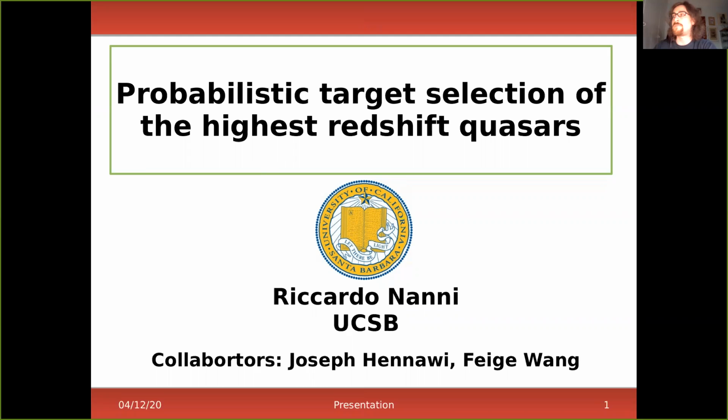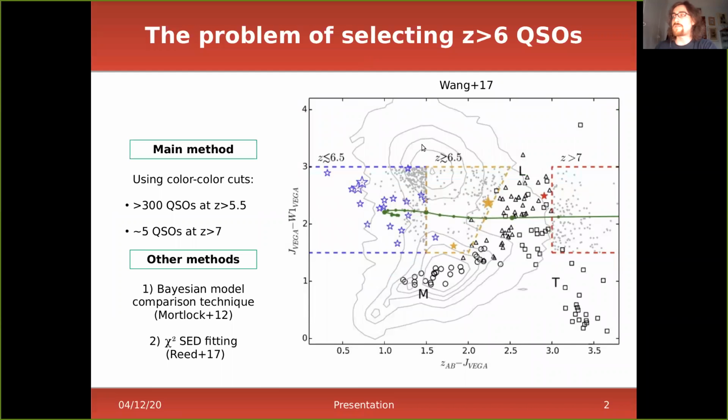High-z quasars are very important sources in the early universe, mostly because thanks to them we can study the formation and evolution of the first supermassive black holes and also their impact on the intergalactic medium in the epoch of reionization. Unfortunately, finding these kinds of objects is not an easy task, mostly because the main method that has been used so far is based on color cuts.